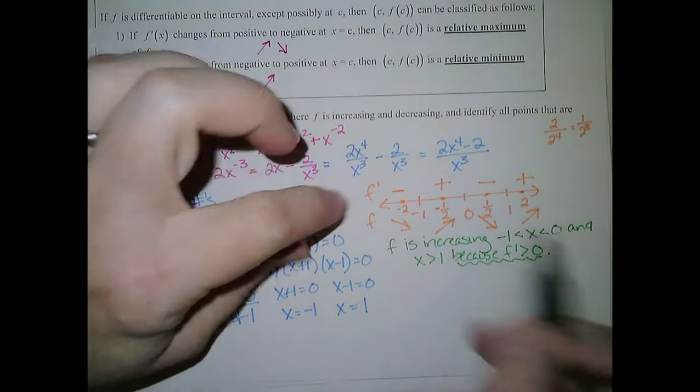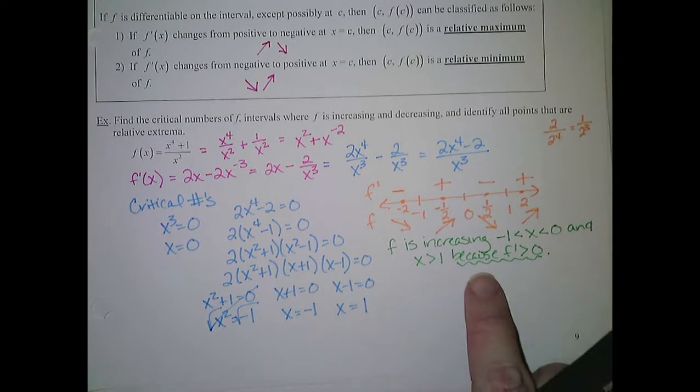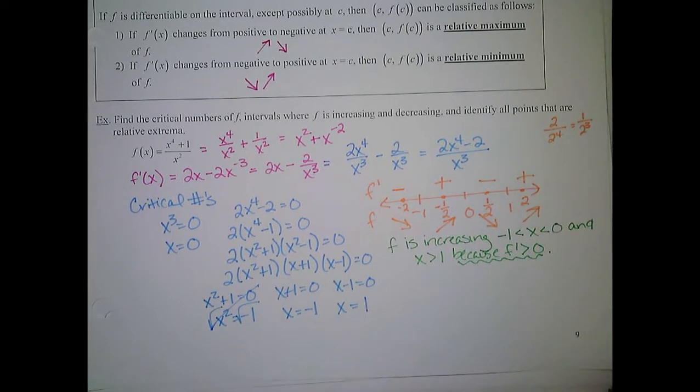And unfortunately, this little number line that we created here is a great way of organizing our thoughts, but it's not really considered justification. So you actually have to write out an explanation. So you could either say because f prime is greater than 0 or because f prime is positive.